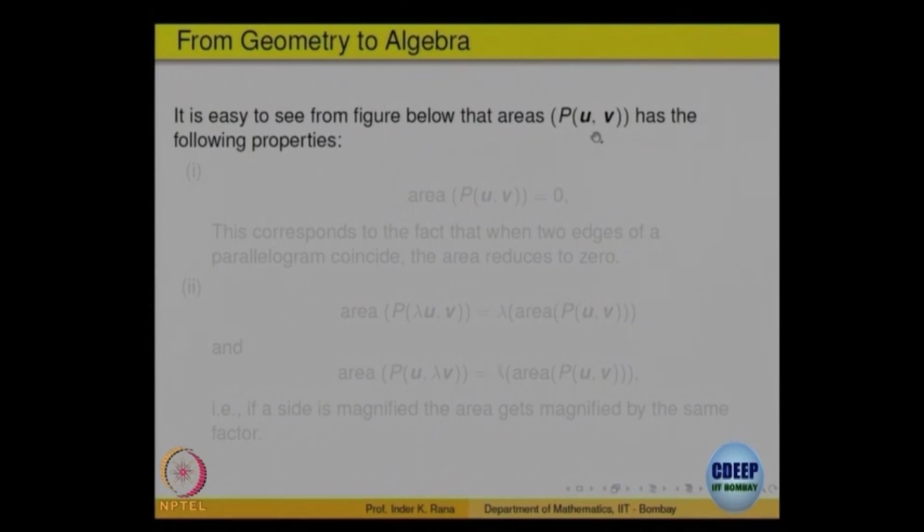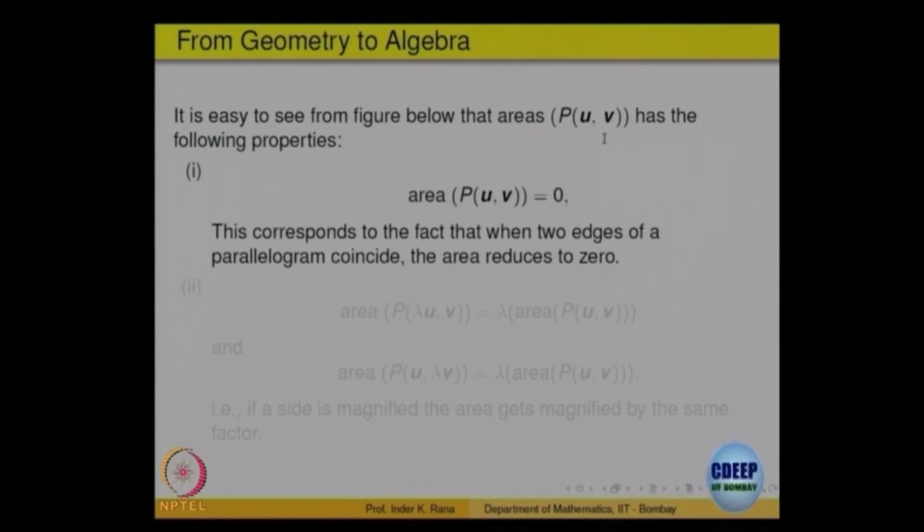Now, this concept of geometric area has very nice properties. The first property is that if the two vectors coincide, then there is no parallelogram, and the area is 0. So, if the two vectors U and V are the same, then P of U, U is equal to 0. This is a typo here; it should be P of U, U equal to 0.